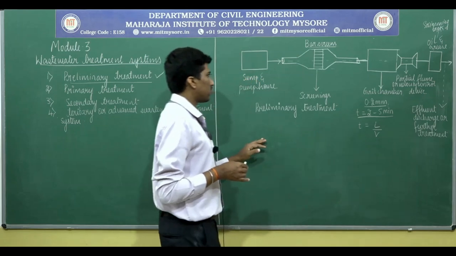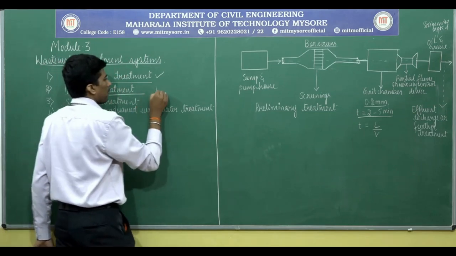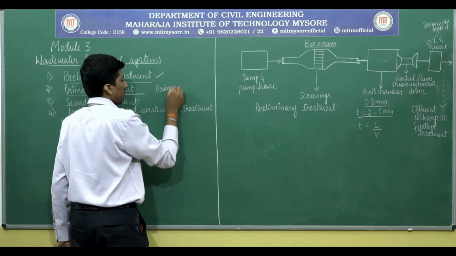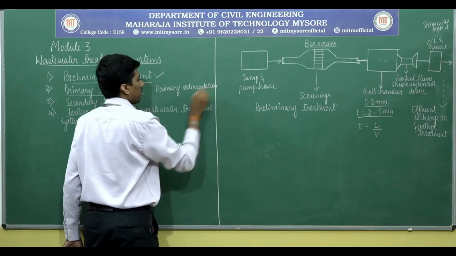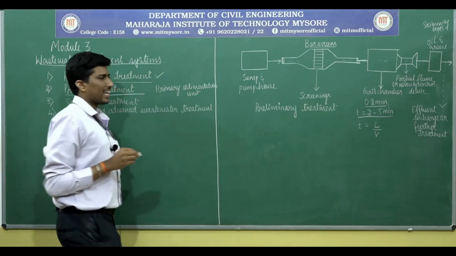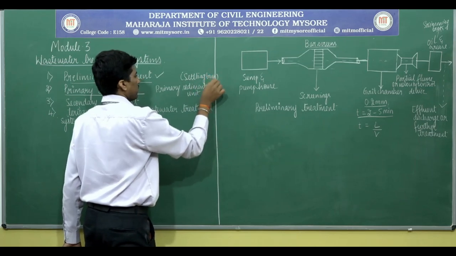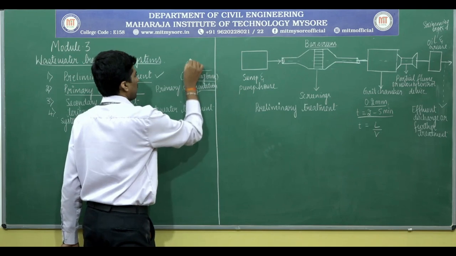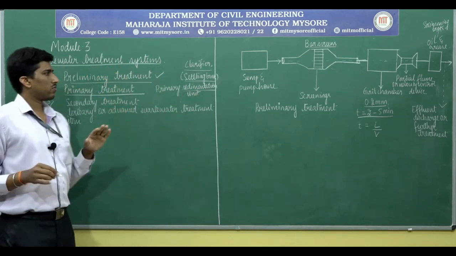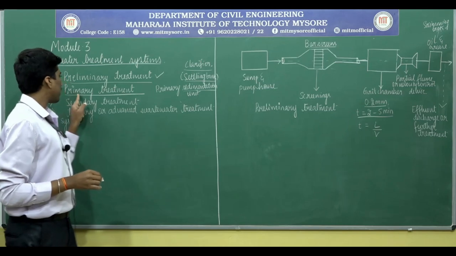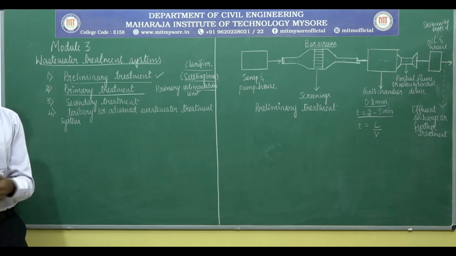Getting the point clear, this is related to the preliminary treatment system. If the preliminary treatment system is followed by a primary sedimentation tank, or sedimentation unit, or settling tank, which we also call a primary sedimentation unit, settling tank, or clarifier, all of these words are one and the same, then we call it a primary treatment system. Let us get to know the flow diagram related to the primary treatment system.